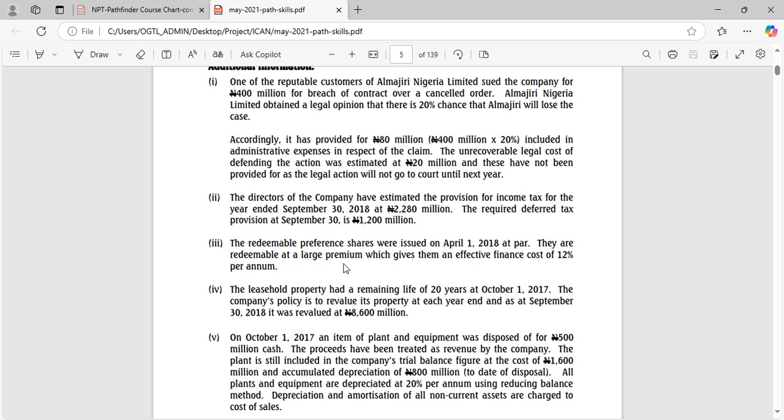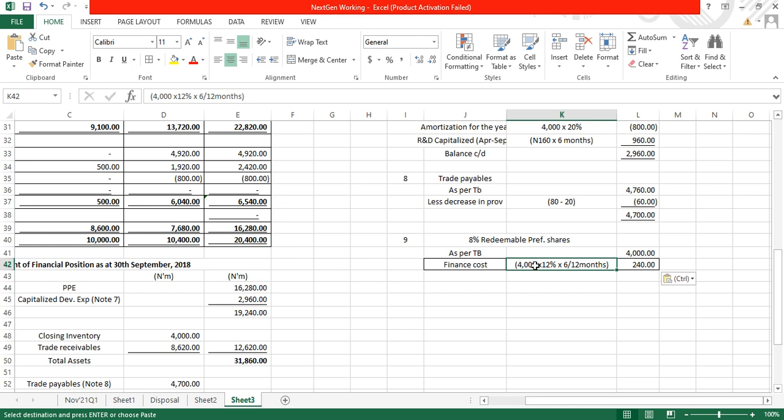Right? So they are redeemable at a large premium that gives an effective cost of 12%. So 12% on this redeemable preference share. Now it was issued in April 2018, and we closed our account in September 2018. They said the redeemable preference shares were issued on April 1st. So we have 4,000 redeemable preference shares issued at 12%, and April to September is 6 months. So that's how we got the 240 yesterday, for those who can remember.